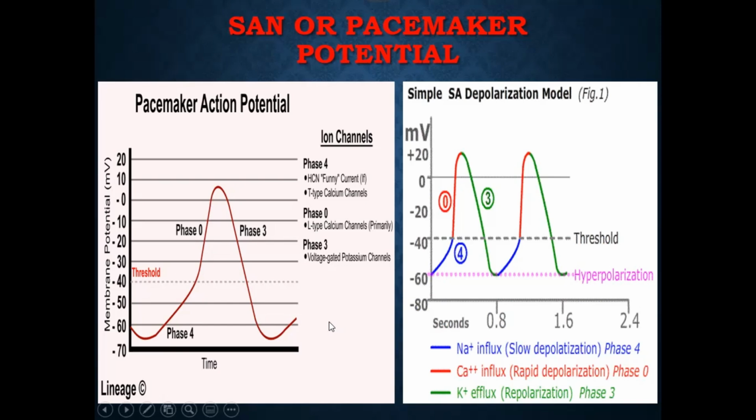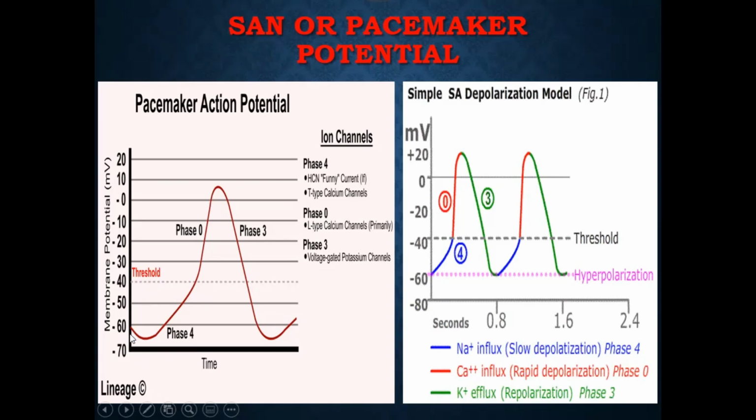What's the difference here is in the depolarization phase, the main ion involved is calcium, not the sodium. Sodium is involved in the initial depolarization phase, which is a slow depolarization phase. This part, slow depolarization, involves a sodium channel called the funny sodium channel. They call it a funny current or funny sodium channel, which is very specific for SAN or pacemaker potential.